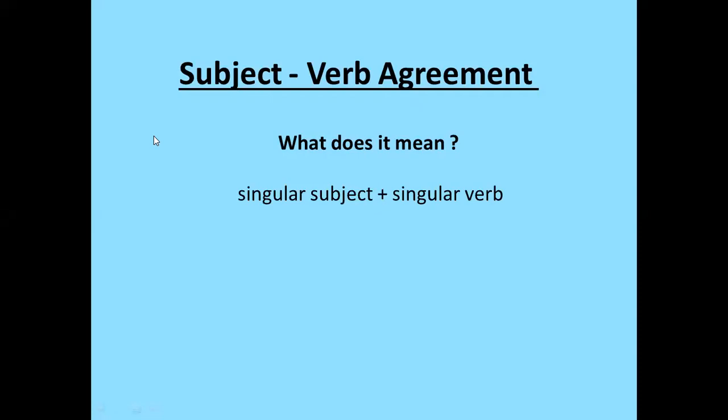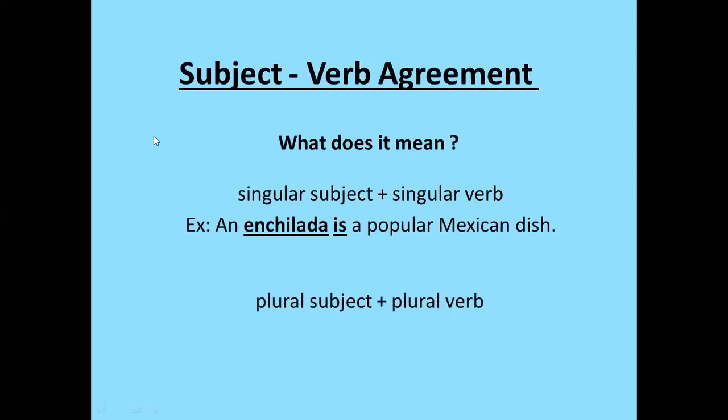Simply, subject-verb agreement means that if you have a singular subject, you have to choose a singular verb. An example: an enchilada is a popular Mexican dish. An enchilada is a singular subject. This is why we choose the verb is. If you have a plural subject, you have to choose a plural verb.